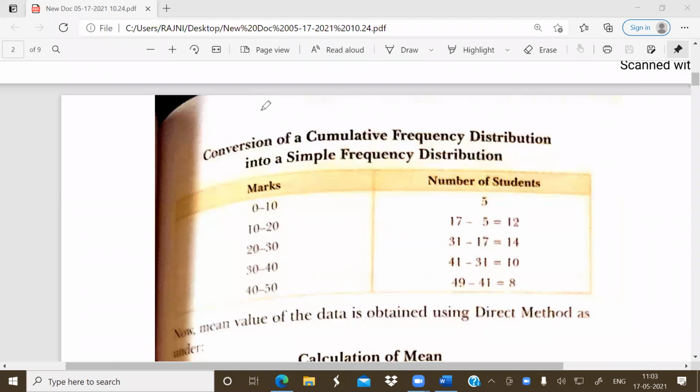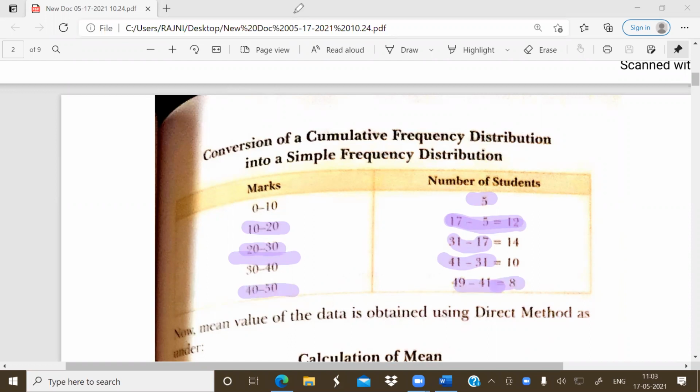Now here, in the first class interval, the limit will be similar. In the second class interval, the second limit was 17 and the first limit was 5. 17 minus 5 will be 12. In the next class interval, 31 minus 17, it means 17 will be deducted from 31. In the next class interval, 31 will be deducted from 41. In the last class interval, 49 minus 41 will be there.